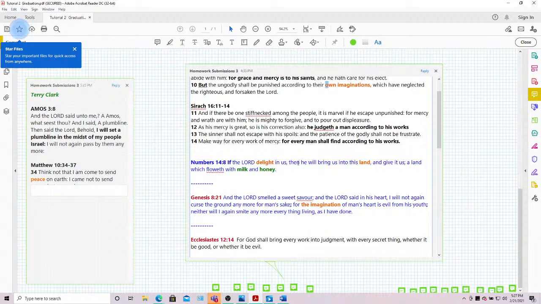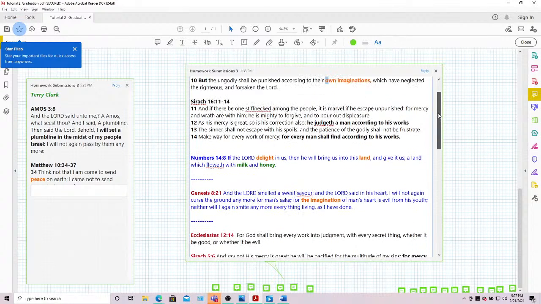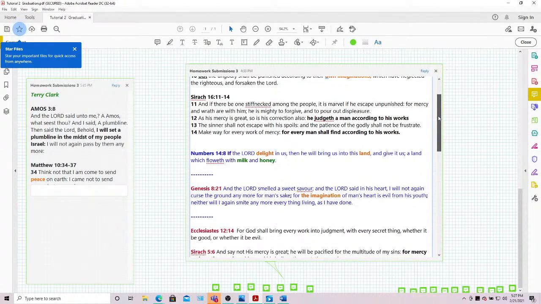So when you go back up to Wisdom of Solomon chapter 3 verse 9 and 10, namely verse 10, but the ungodly shall be punished according to their own imaginations, which the imaginations of our heart is evil, which has neglected the righteous and forsaken the Lord. So, if you're neglecting his righteousness and doing this evil, you're going to be punished according to that. So let's go down and see what else. Actually, I'm done with that one.